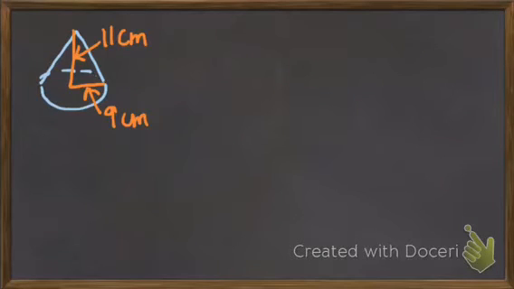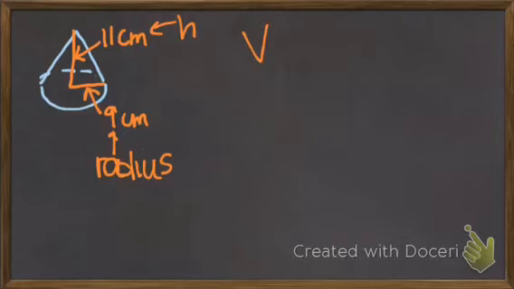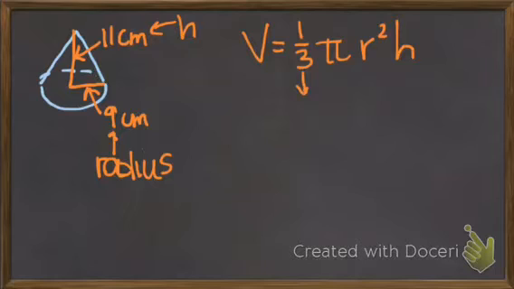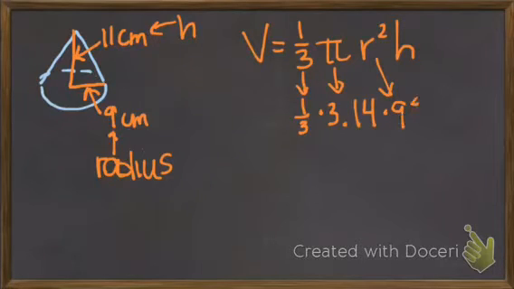Here we have a cone with a radius of 9 and a height of 11. Radius is half the circle, half the diameter, which is the distance across the circle, and this is your height. And so we've got to start with our formula, which is 1/3 pi r squared times height. I'm going to plug in what I know. I know 1/3 stays 1/3. I know pi is 3.14 approximately. I know radius is 9, and I know height is 11.